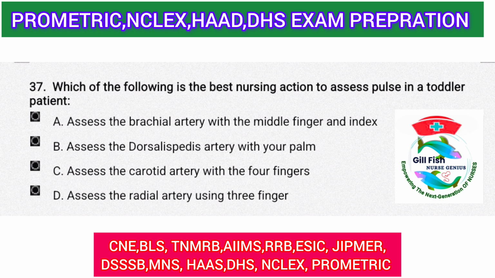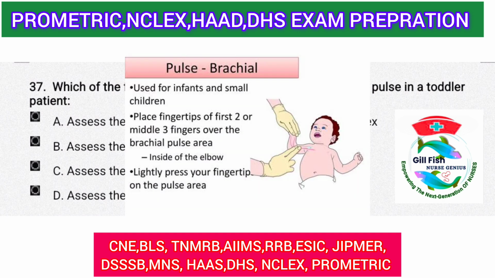What is that? The patient is a toddler. So you have to assess only the brachial artery with the help of the middle finger and index finger. We have to assess the brachial artery in between the shoulder and elbow. That means option A will be the correct answer.